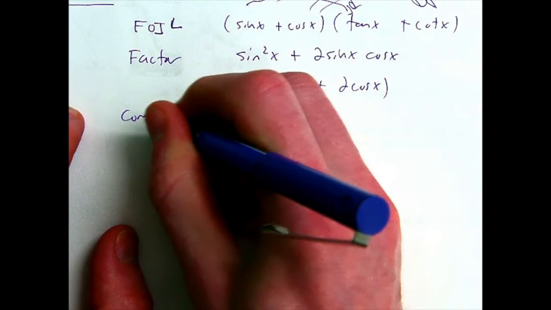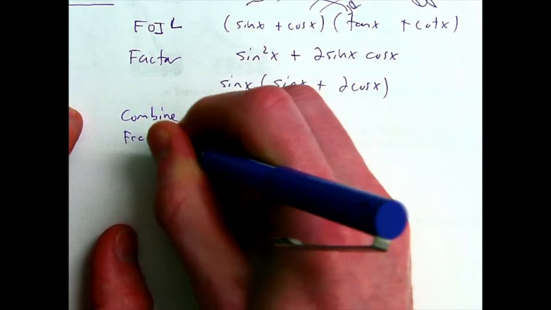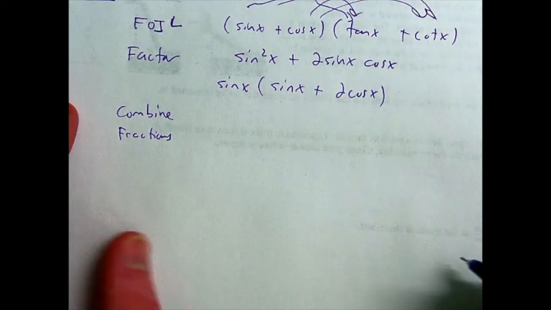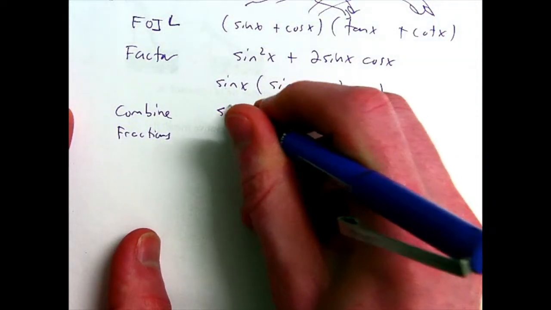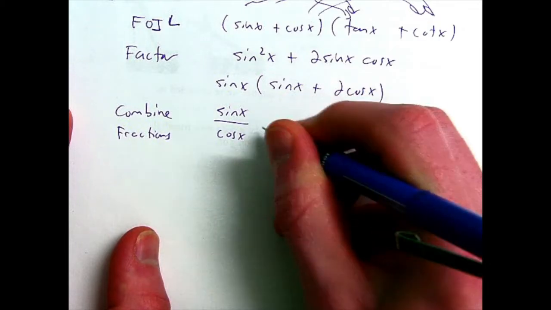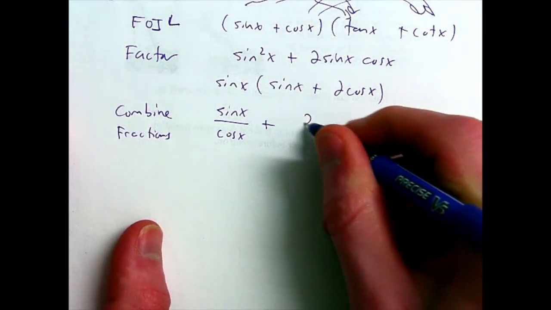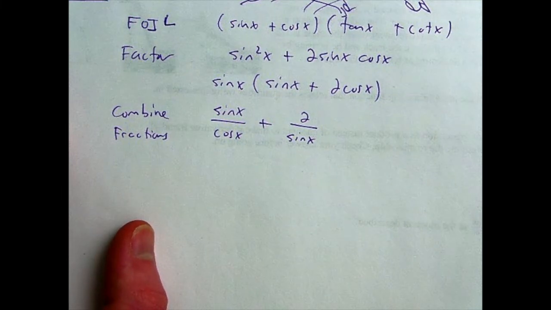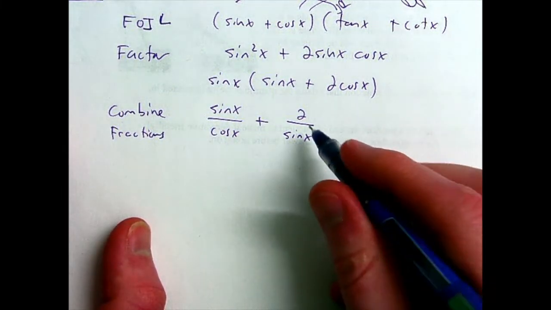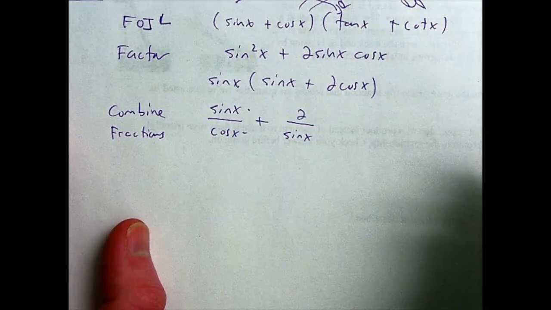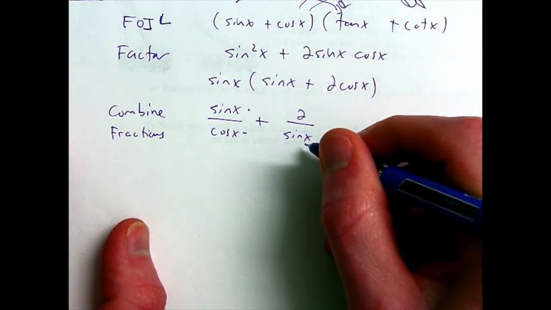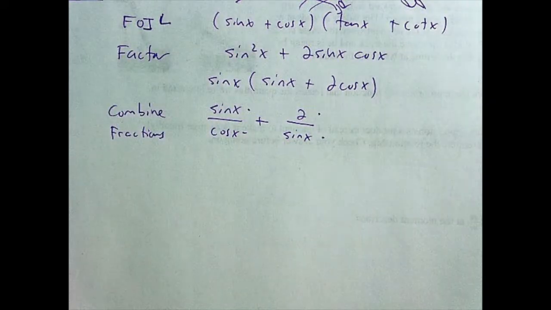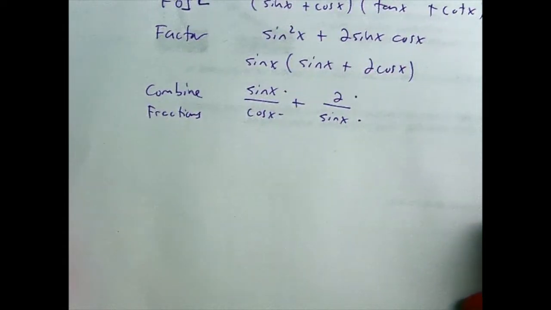Another move that you'll see a lot is combining fractions, which basically is like adding rational expressions. So maybe you have something like sine x over cosine x plus 2 over sine x. Maybe you want to combine those two fractions together. To do it, you'd have to get common denominators, which means you'd have to multiply top and bottom here by this denominator, sine x, and then multiply top and bottom here by that denominator, cosine x, and then add those two fractions together. That's another move that you'll see pretty often.